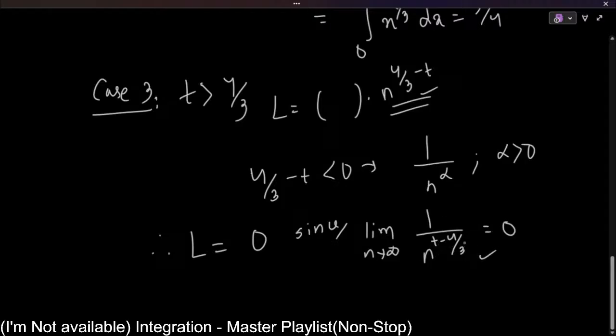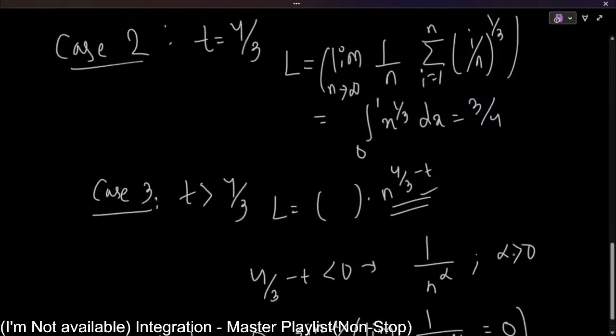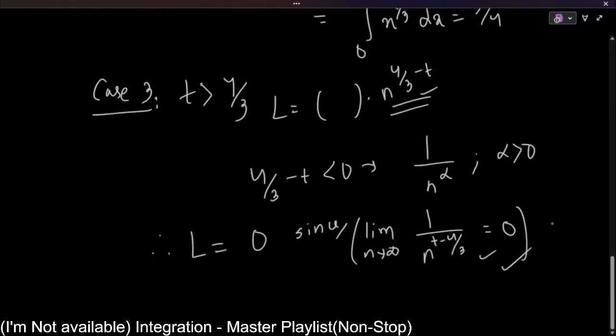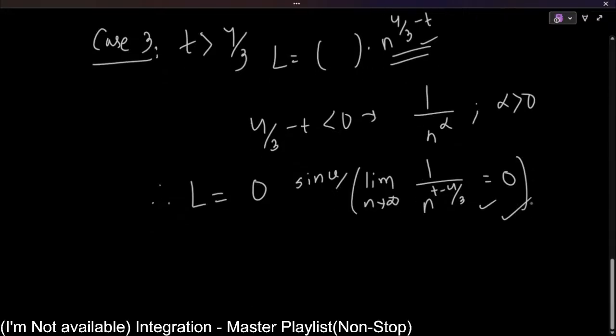So 1 upon n to the power something positive, this will go to 0, and this is what is going to dominate the other limit here, which is basically a finite number as n goes larger, right? It just goes to 3 by 4, but this one goes towards 0. So that would basically give you all the possible values here.